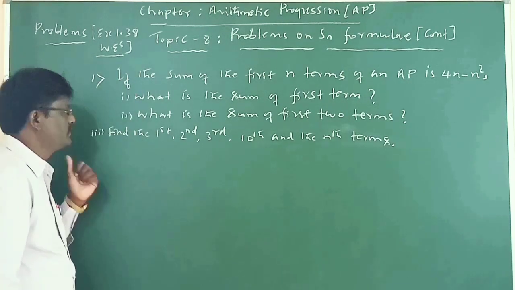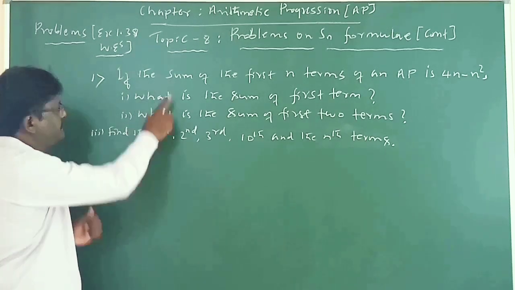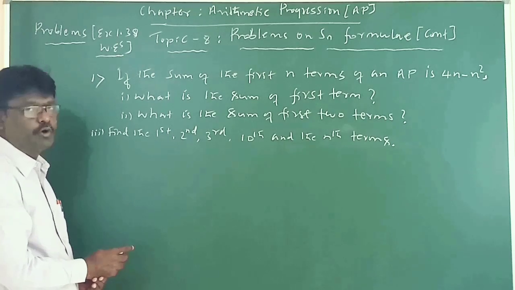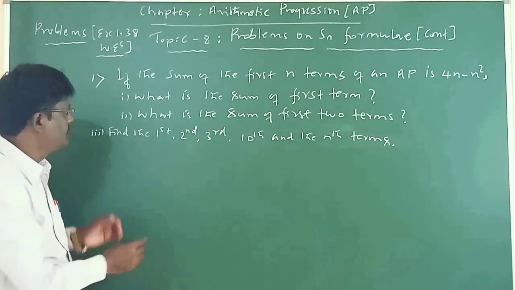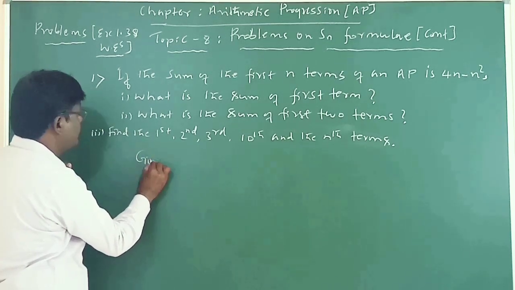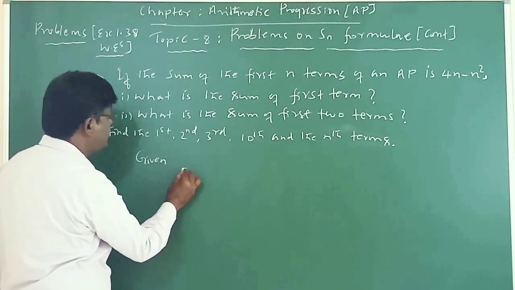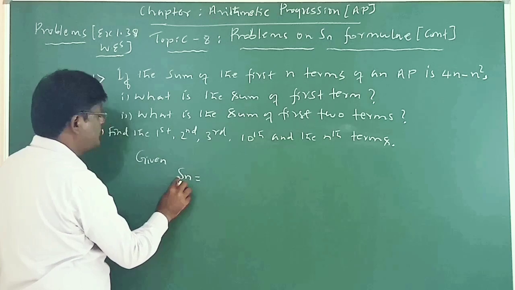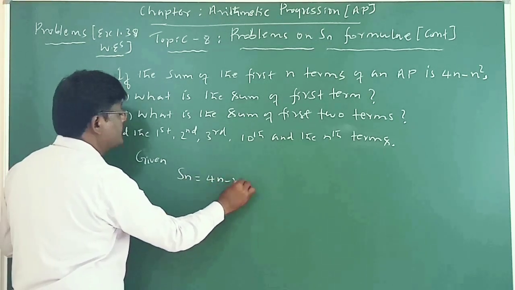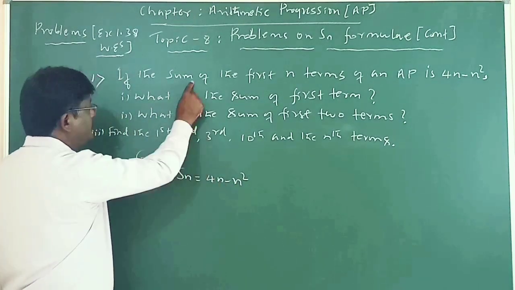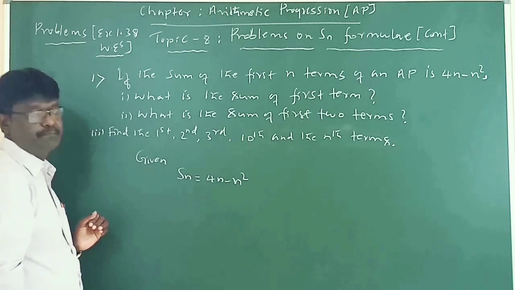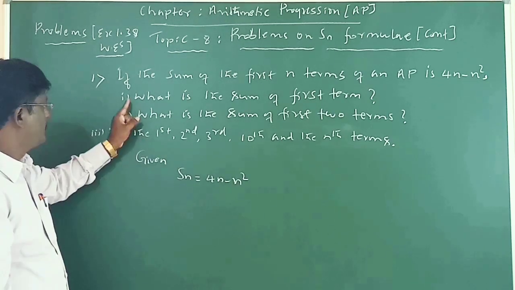The first one in this class is this: if the sum of the first n terms of an AP is 4n minus n squared. So this can be written using Sn notation as Sn equal to 4n minus n squared. That is the meaning of the sum of the first n terms. Now we shall take sum number 1.